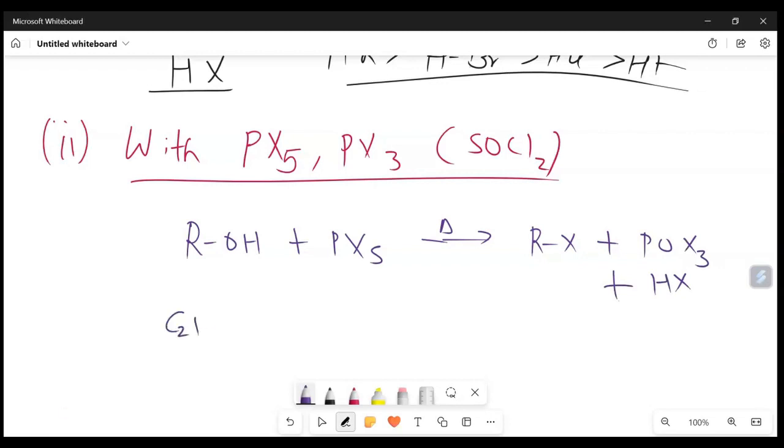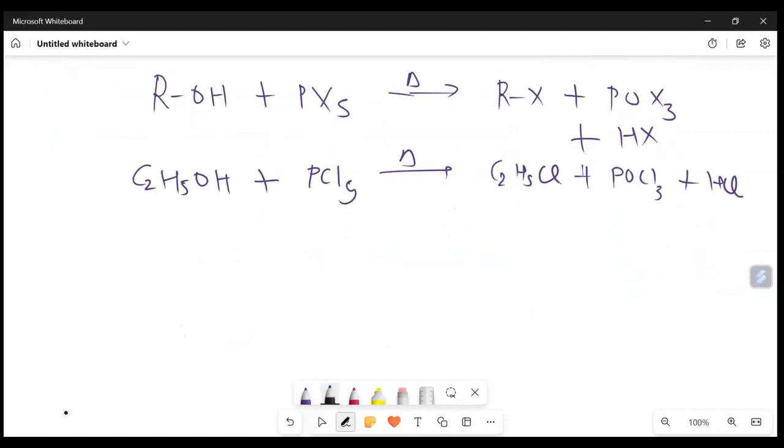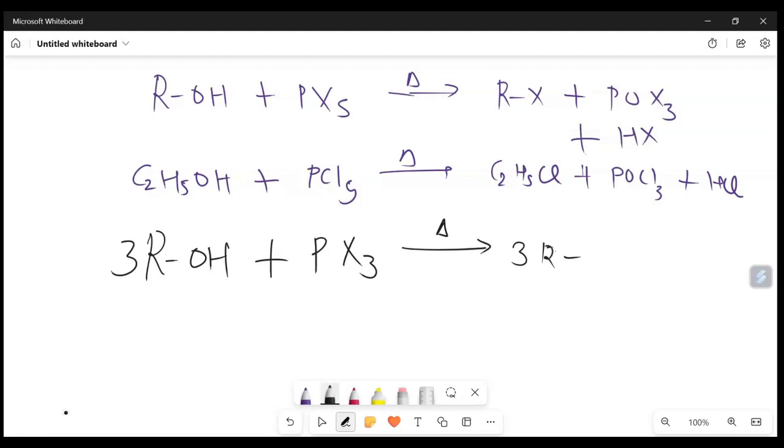For example, C2H5OH reacts with PCl5. By heating it will give C2H5Cl, POCl3 plus HCl. The second reaction we are going to discuss in this: 3 moles of ROH react with what? PX3. It will give 3 moles of RX plus H3PO3.